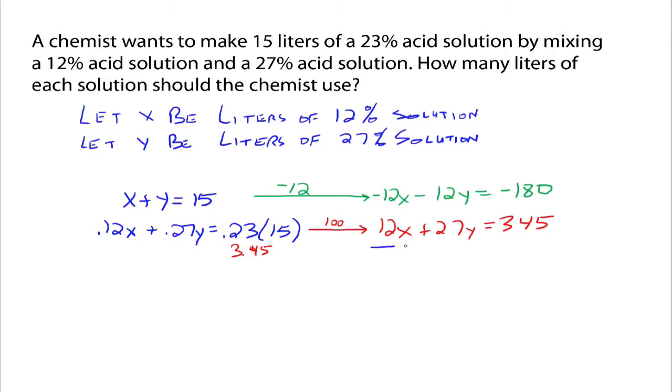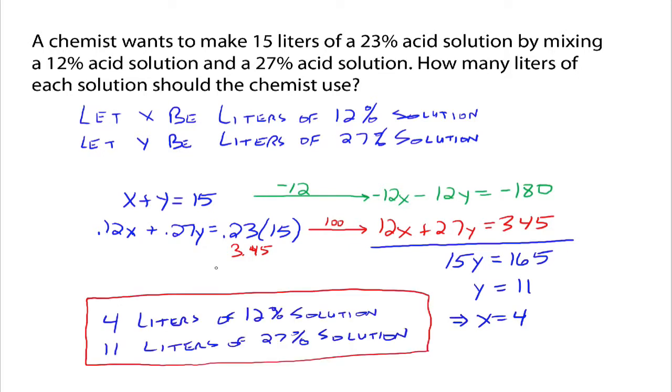All right, then add them up. x's disappear. We have 15y equals 165. So y is 11, right? And if x plus y is equal to 15 and y is 11, that implies that x has to equal 4. So we need 4 liters of 12% solution and 11 liters of the 27% solution in order to make 15 liters of that 23% acid solution.